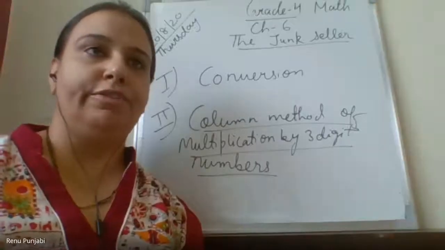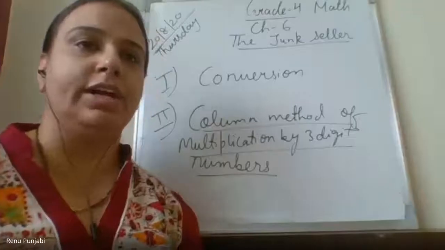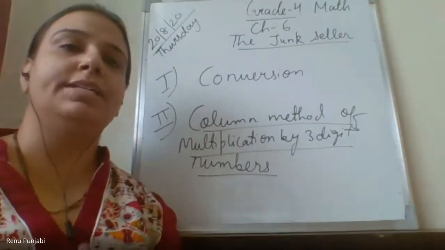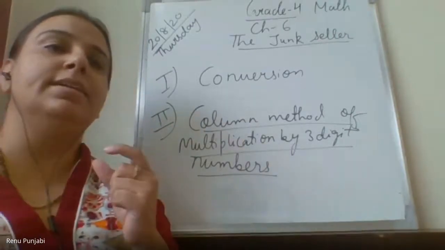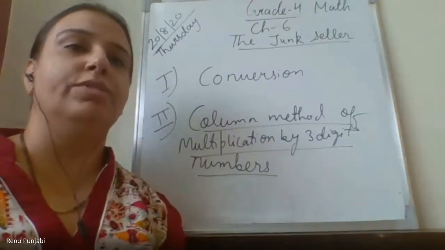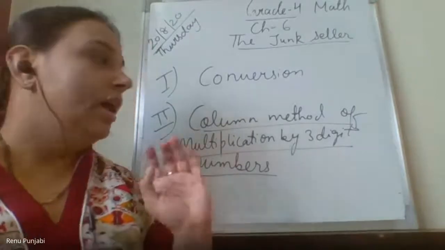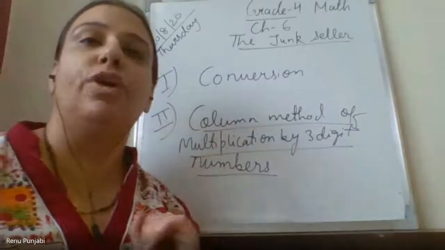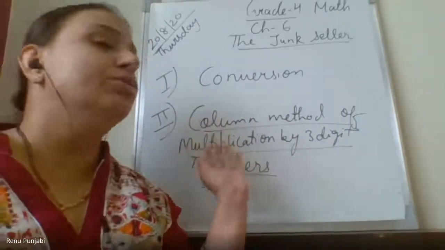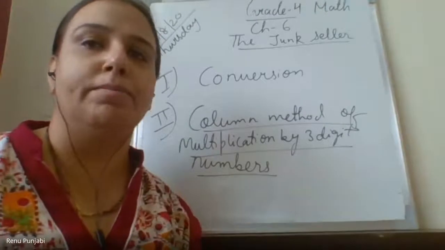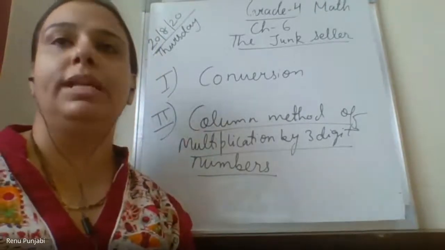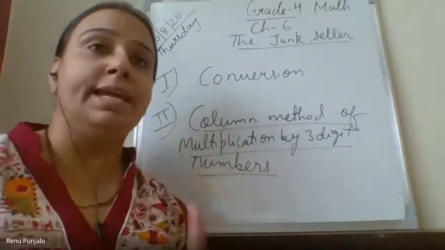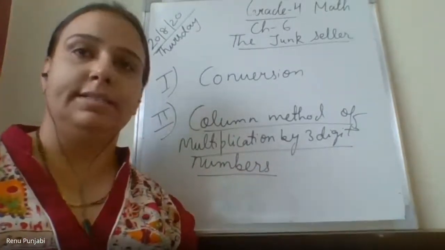Keep your microphones off. We are going to start our conversion. We are going to do two topics today. First is conversion, which we already started yesterday. Yesterday we did a little bit about how to convert rupees into paisa. Today we will go further on this topic and solve a few queries about how to do the column method with 3-digit numbers. I'm going to present my screen, and please write along with that. Okay?